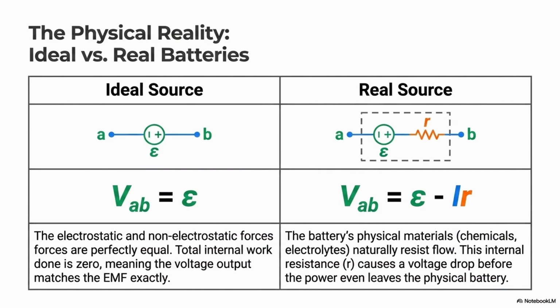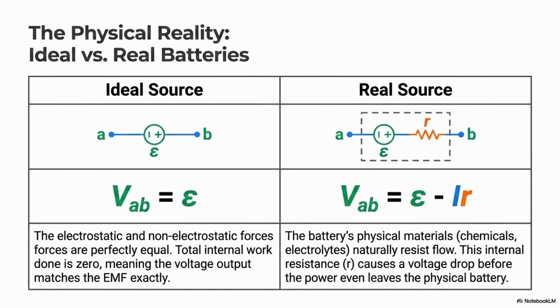Right. And just like the copper wire, those internal materials have their own natural resistance to the flow of electrons. The slide calls it the internal toll. The power has to pay a physical tax just to escape the chemical sludge of the battery. We represent this internal resistance with a lowercase r, and it basically causes a voltage drop before the current even reaches the external metal terminals.